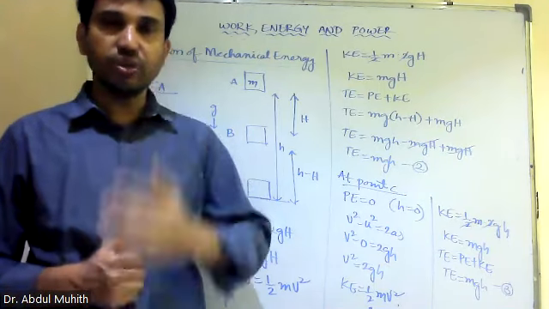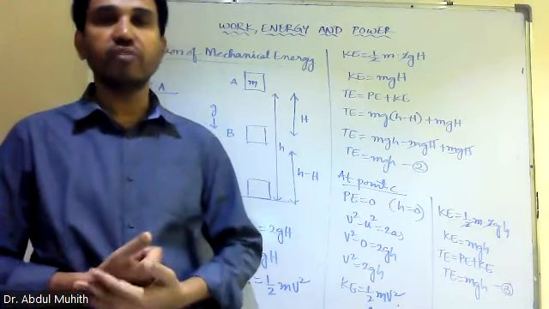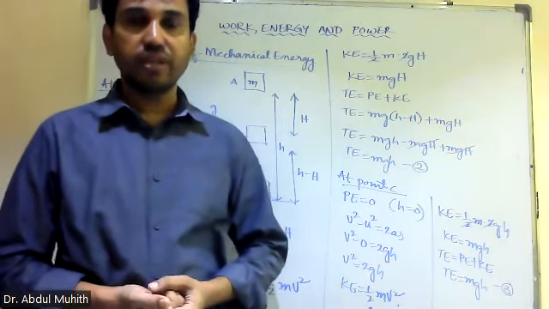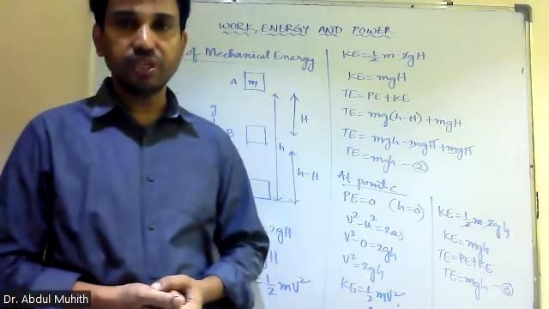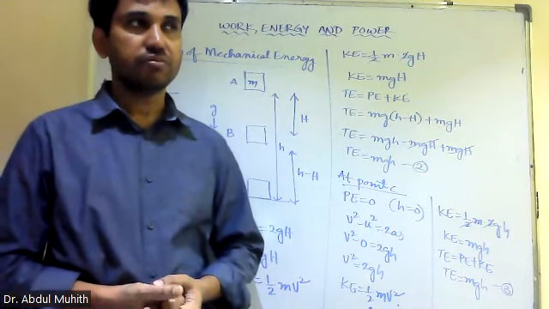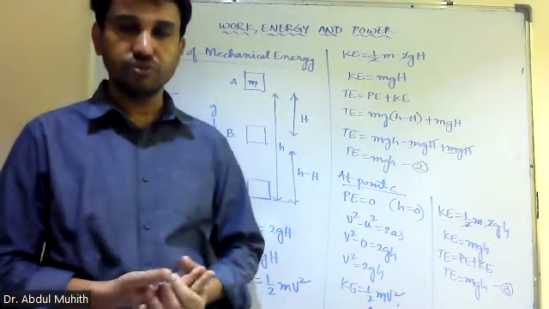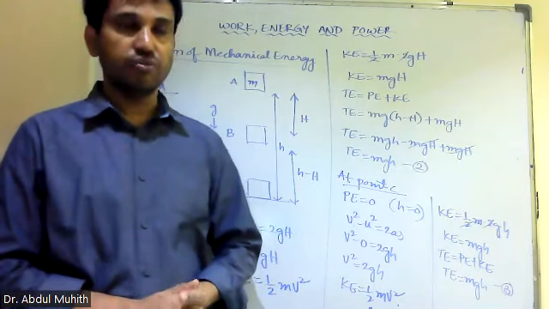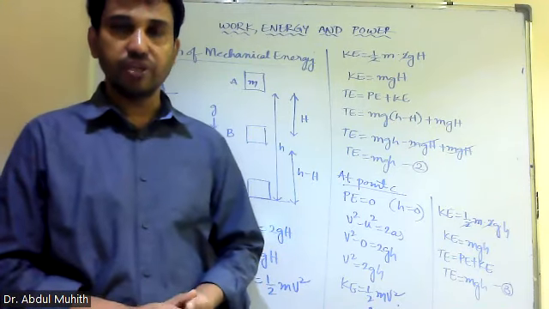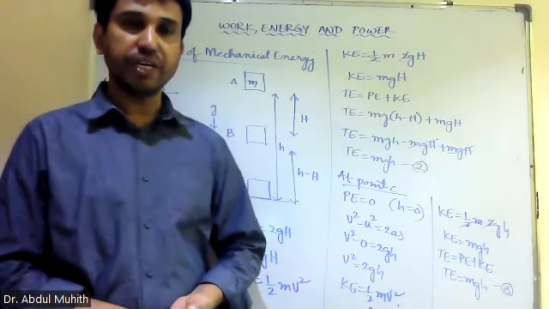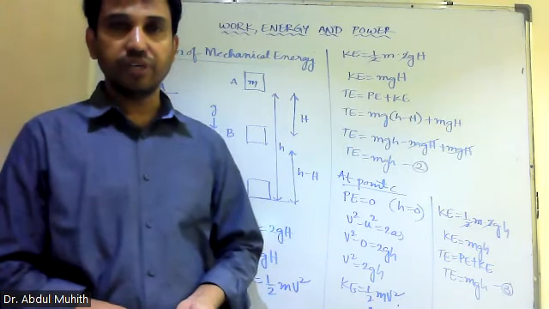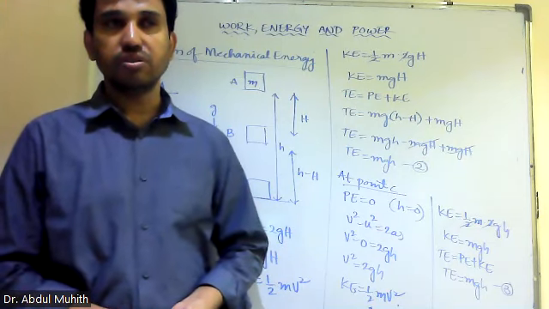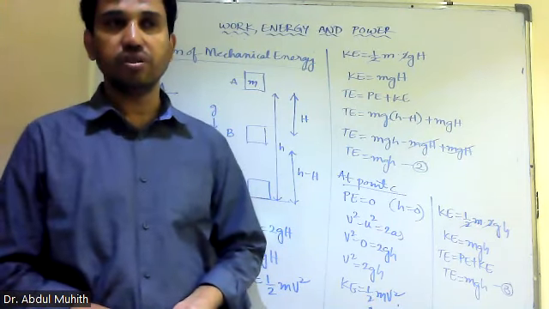What are they? Theta equal to 0 degrees. If theta equals 0, cos 0 is 1, so work done will be F into d. If theta equals 180 degrees, cos 180 is minus 1. So W equals minus F d.